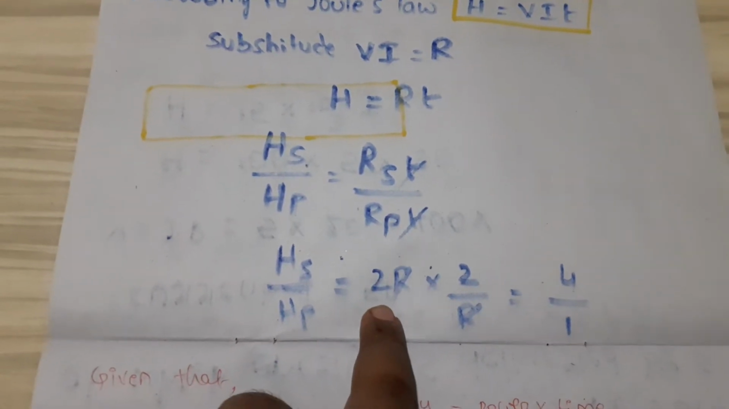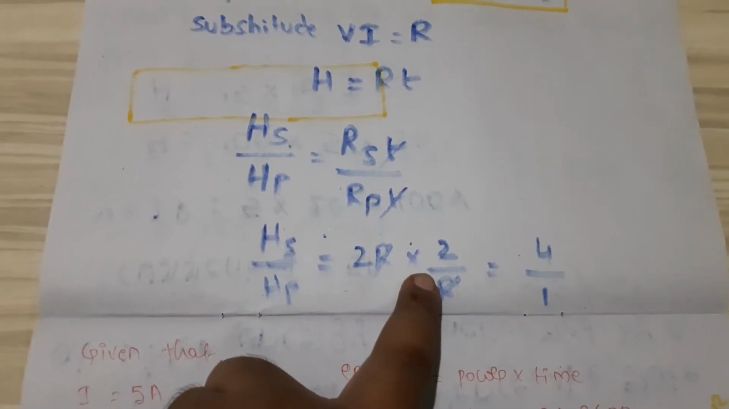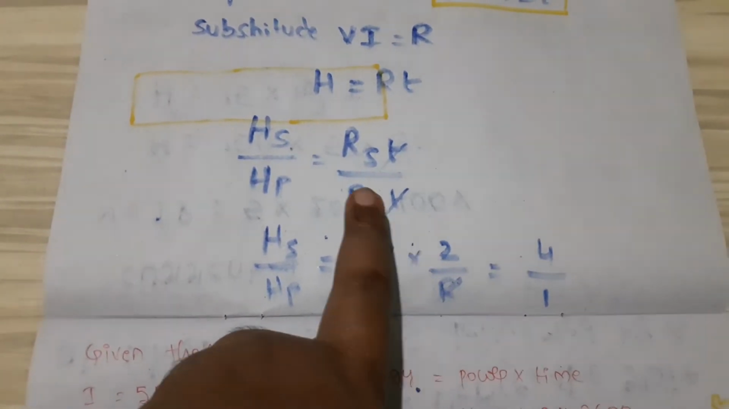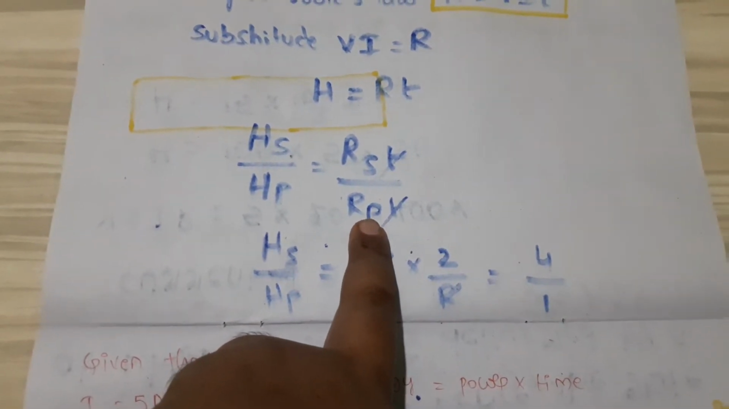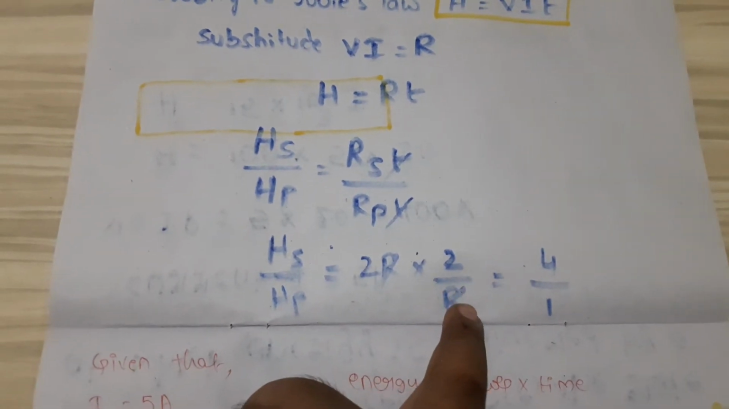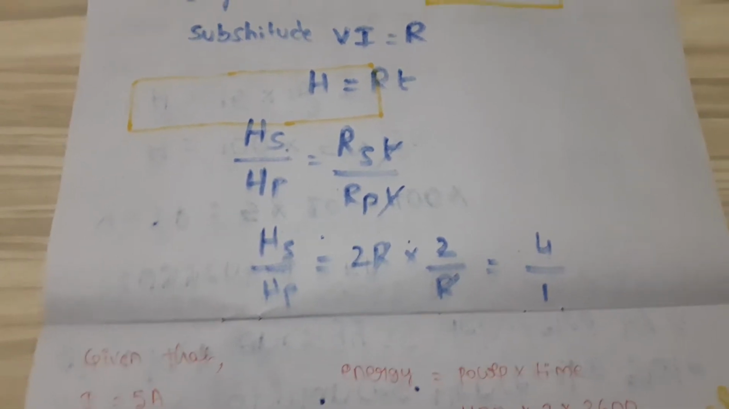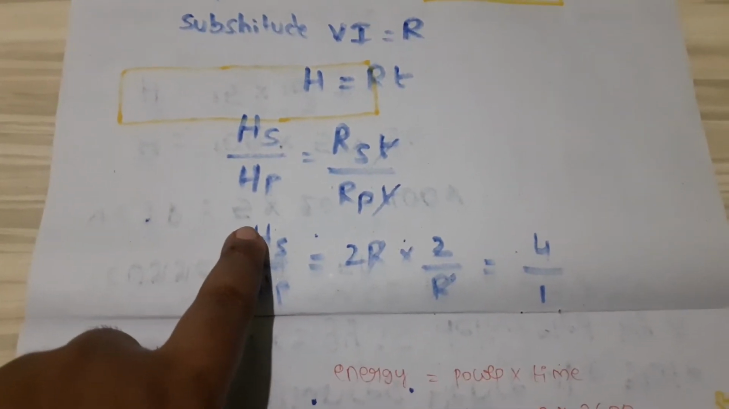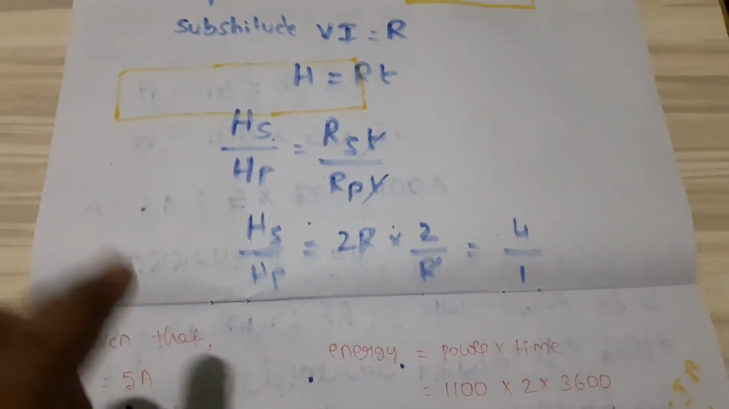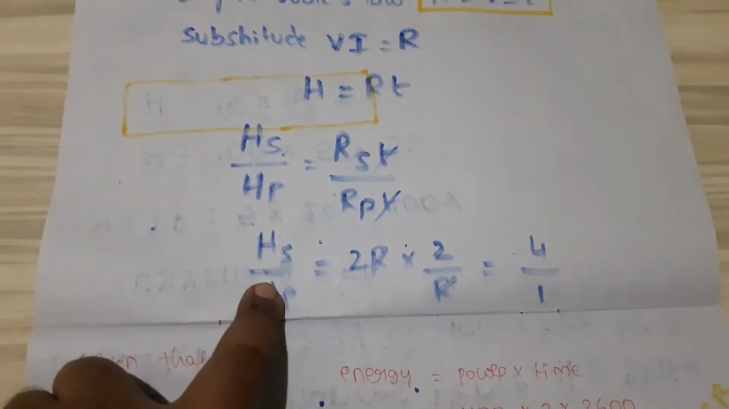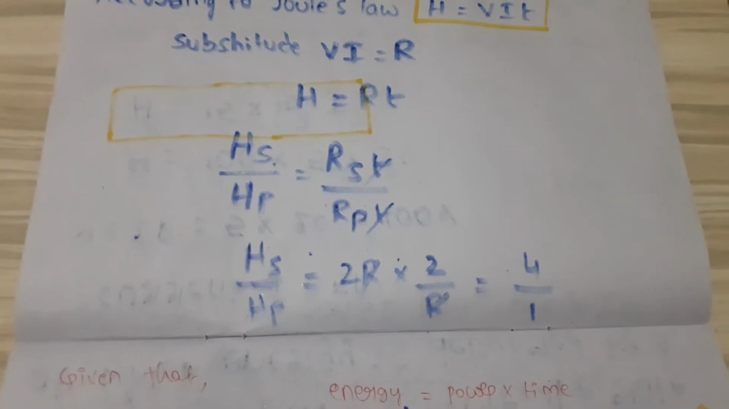In case of series combination, total equivalent resistance is 2R. In case of parallel combination, total equivalent resistance is R by 2. But here RP is in the denominator, so the value will get reciprocal, 2 by R. R will get cancelled. So ratio HS by HP equal to 4 by 1. So series to parallel 4 is to 1, parallel to series 1 is to 4.